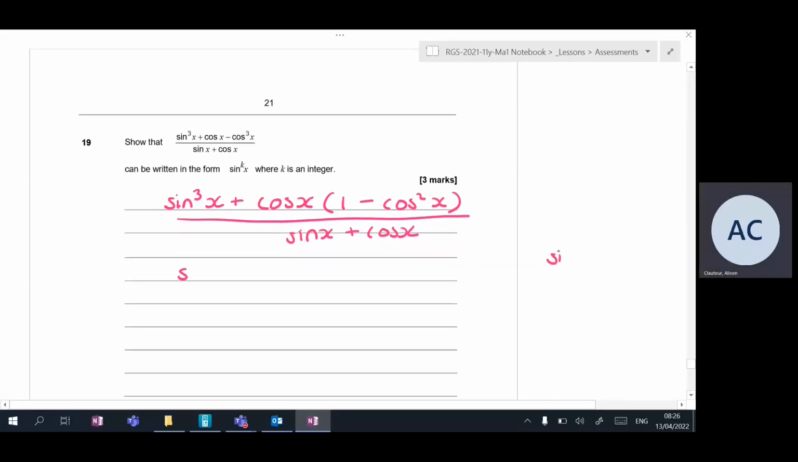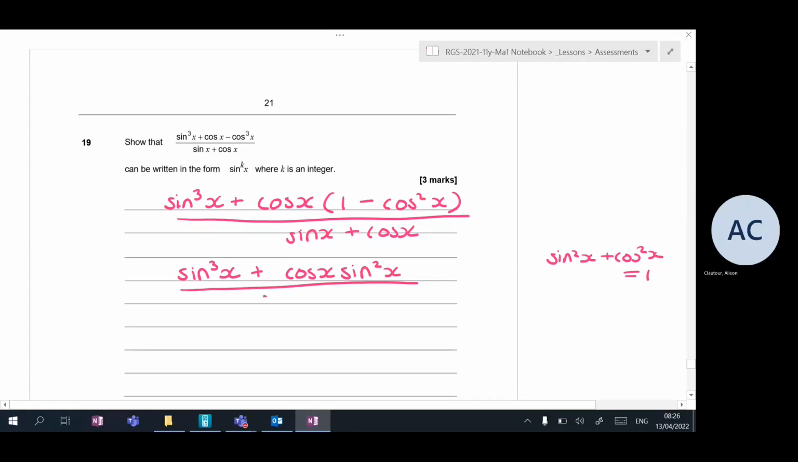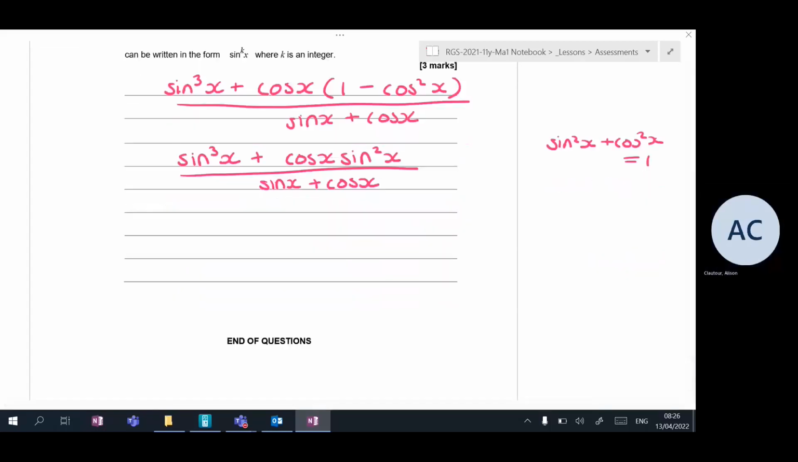Okay, so remember, sine squared add cos squared is 1. So if you can rearrange to get 1 minus sine squared or 1 minus cos squared, you can always replace it with the other trigonometric ratio. So I'm going to replace this bracket with sine squared. Now you're probably thinking it doesn't help much. Okay, but bear with me. So let's try again then.